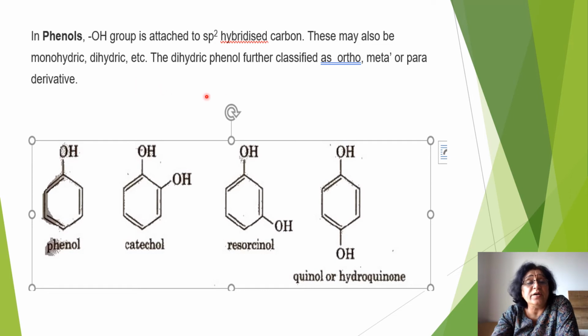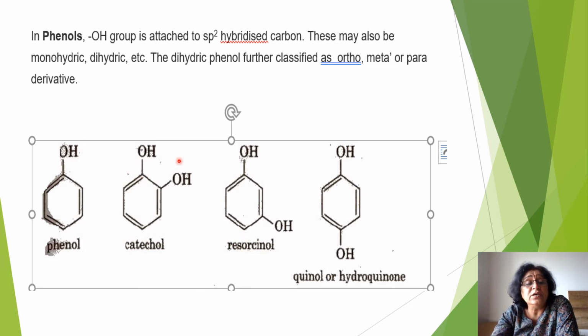Now, when the OH group is directly attached to the sp2 hybridized carbon, then these may be known as monohydric, dihydric, etc. The dihydric alcohols are further classified into ortho, para and meta. So here you see the OH group is directly attached to the sp2 hybridized carbon of the ring. This is phenol. In catechol you see two OH groups are attached directly to the benzene ring.